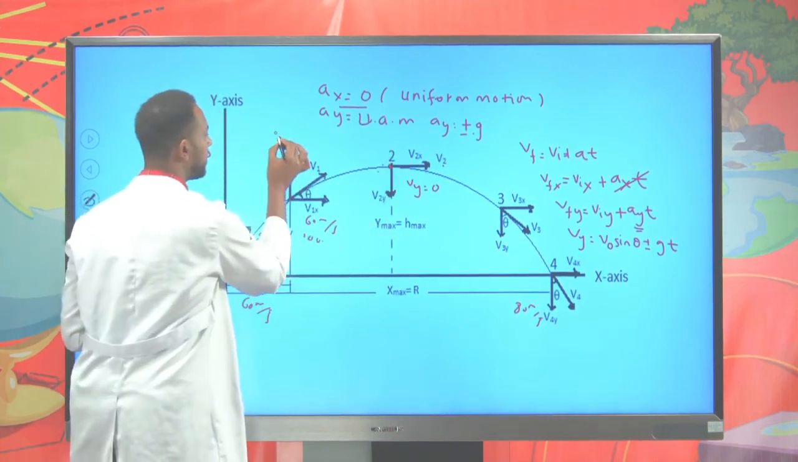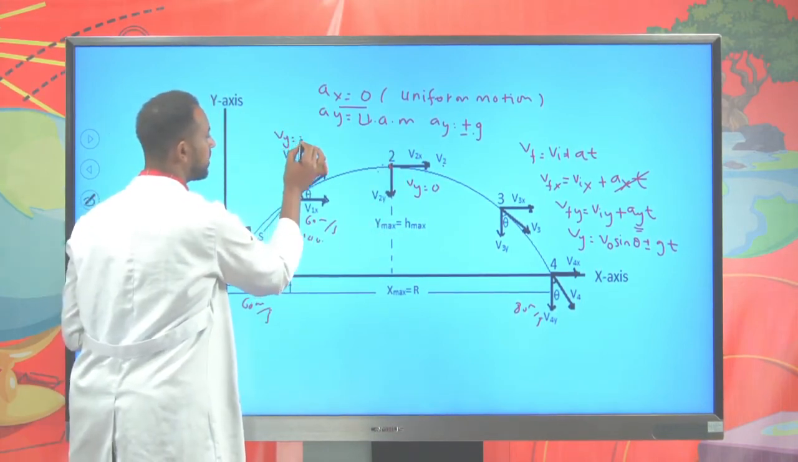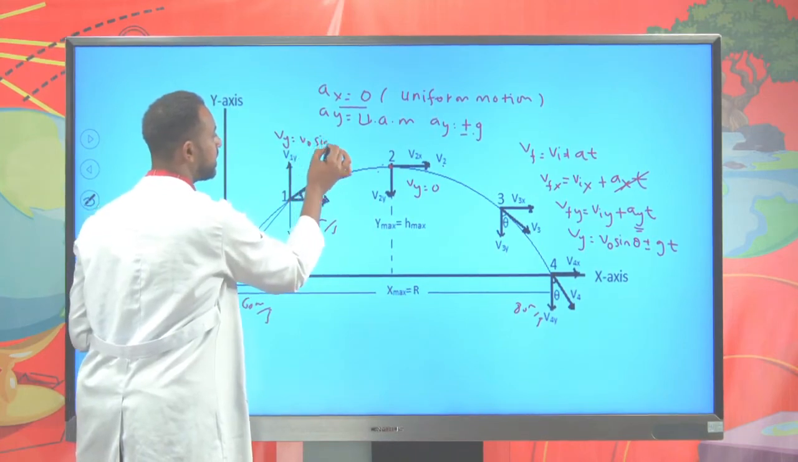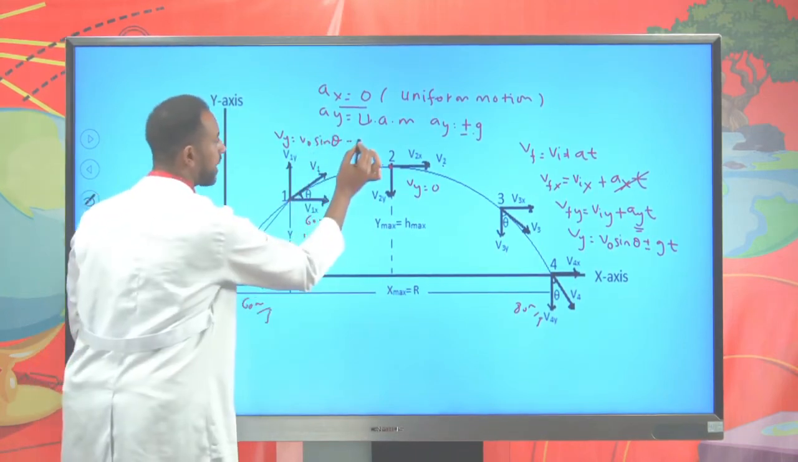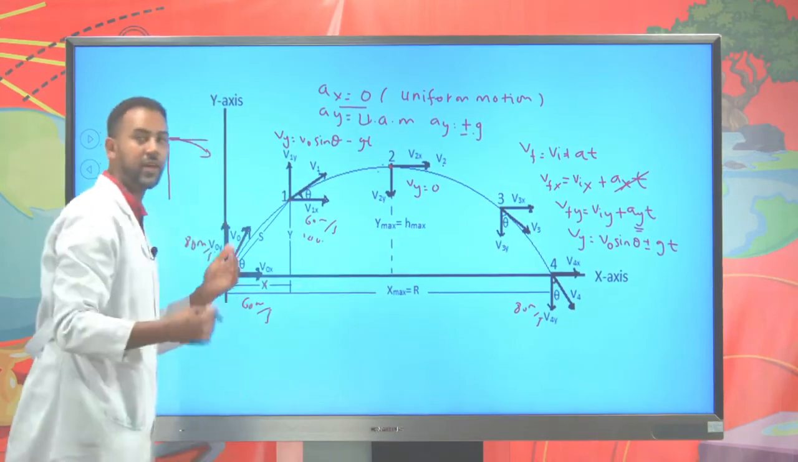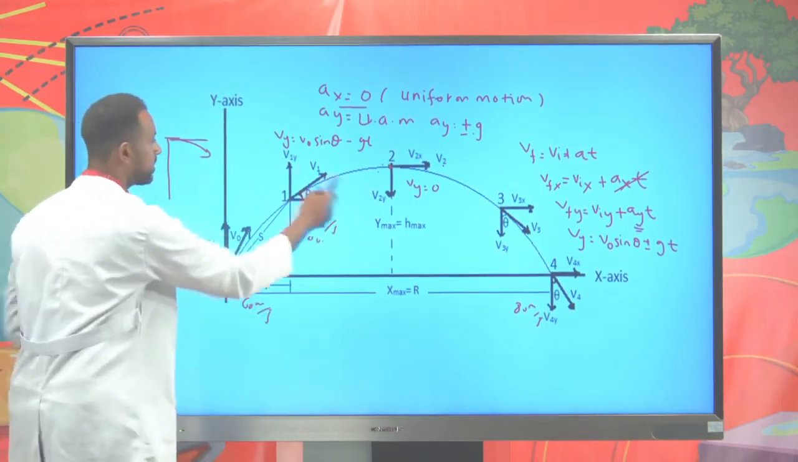Therefore, keeping this in mind, the time it took to reach the maximum vertical height can be determined using v y, the vertical component, v naught sine theta, since it is projected upward, minus g t. So the half time of flight can be determined using this equation.